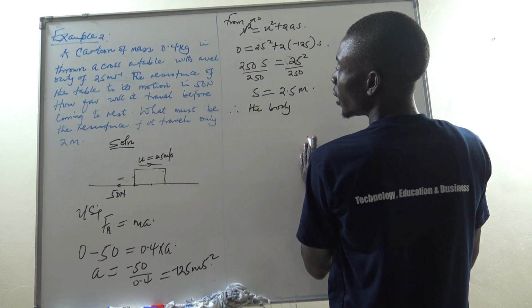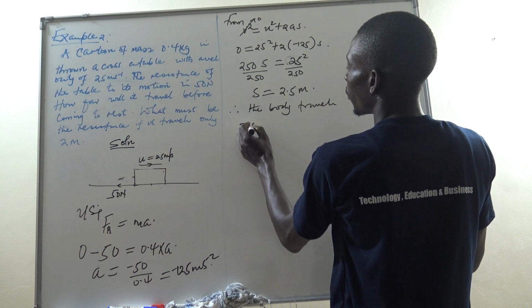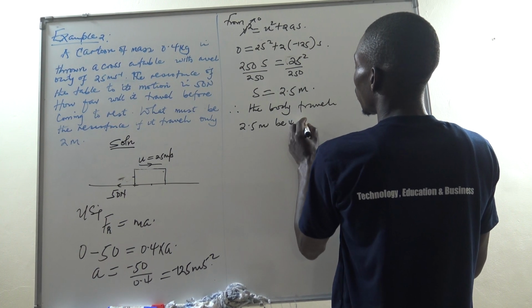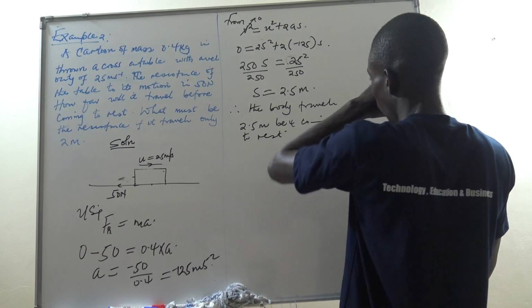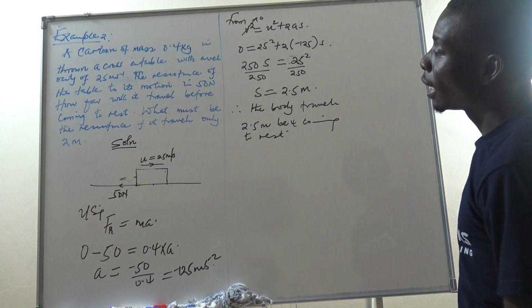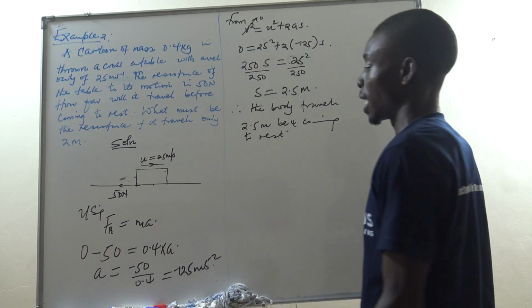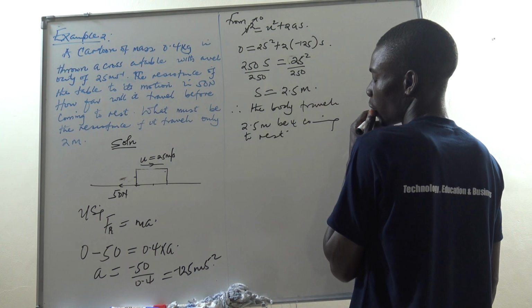So that means that therefore the body travels 2.5 meters before coming to rest. Is that fine? And then they are asking what must be the resistance if it travels only 2 meters, isn't it? So what should now be the resistance to its traveling 2 meters?